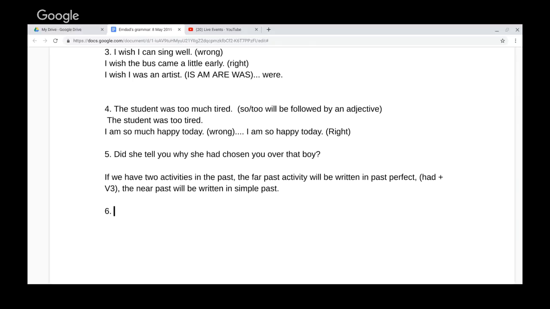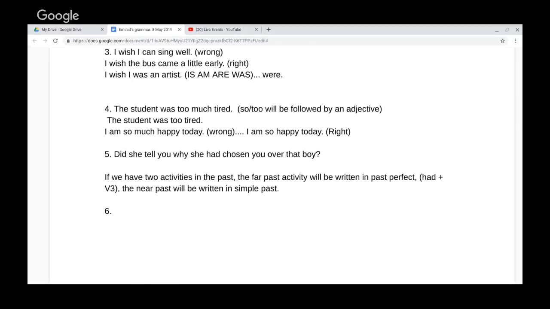We finish with this session. A little while ago I said, eating activity is the far past. So for that, what would you use? Had plus third form. So how will it be? I had eaten the rice before I slept. Is it clear? So slept is the near past. Eating is the far past. Did you understand this one?